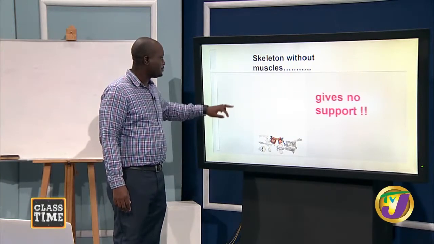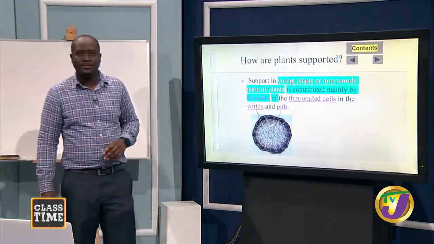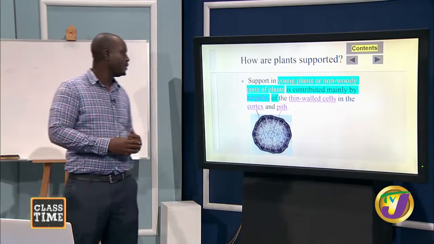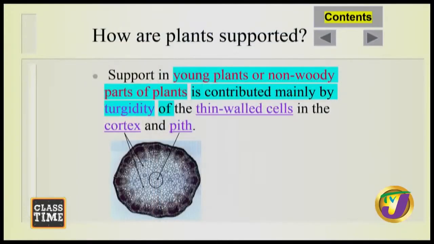Now that we have looked at movement and support in animals, plants also need support as well. They do not undergo locomotion, right? But they are involved in movement, but they too need to be supported, so they need to be erect, right? Coming from the soil. And how are plants supported?